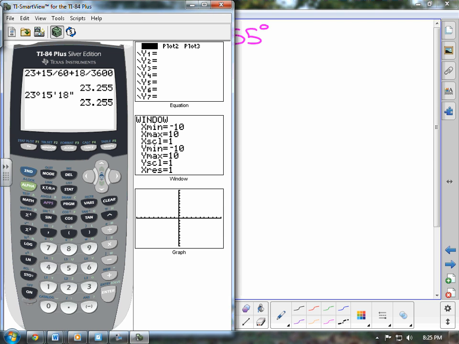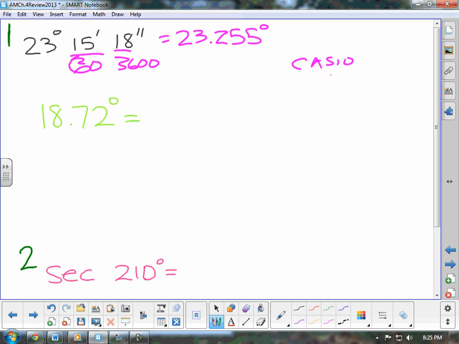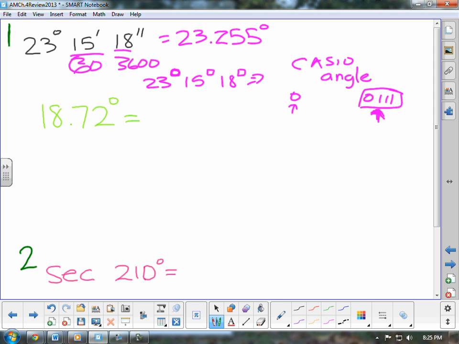Now those of you with a Casio, you need to go into the angle menu, and one of the choices has an angle symbol and a bunch of little lines. That's the one you need to use when you're putting in the different parts of this. So you push 23 and put this angle symbol, or the degree symbol, not the first one. And then put 15 and hit that same button, and then 18 and hit the same button. So all these degree symbols are the same looking. And then when you push the enter button, it will convert it to 23.255.